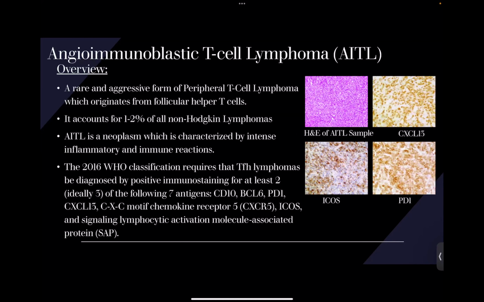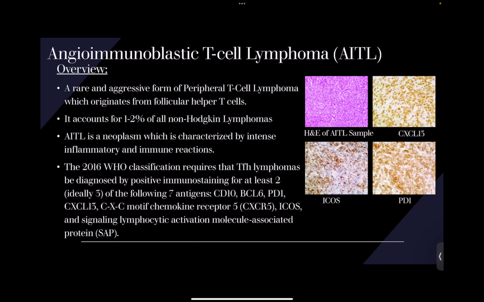So a little bit about AITL, or angioimmunoblastic T-cell lymphoma. It is a rare and aggressive form of peripheral T-cell lymphoma. It accounts for 1 to 2% of all non-Hodgkin lymphoma.